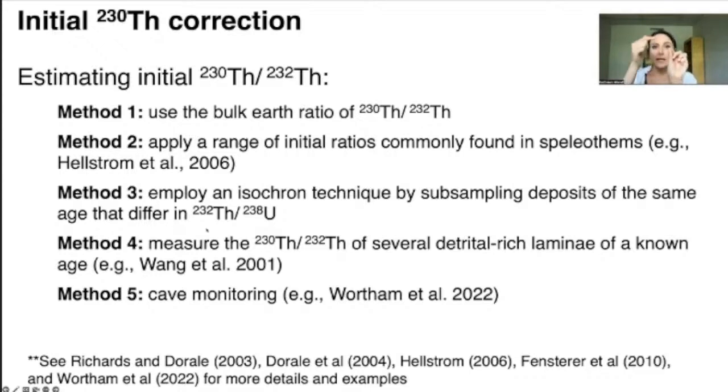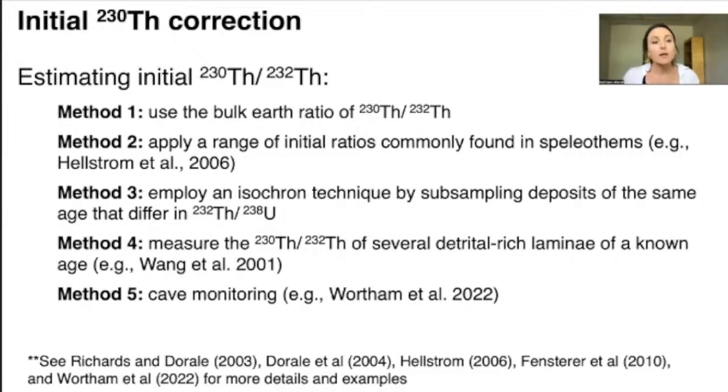They dated above and below that lamina, and so they were able to constrain the age of that lamina. And then they measured the 230 to 232 ratio of that detrital-rich lamina. Because they knew the age of the lamina, they could basically calculate the initial ratio. So again, I highly recommend, if you're reading a speleothem paper, to really dig into those supplementary information notes to see which type of method the authors used and why.